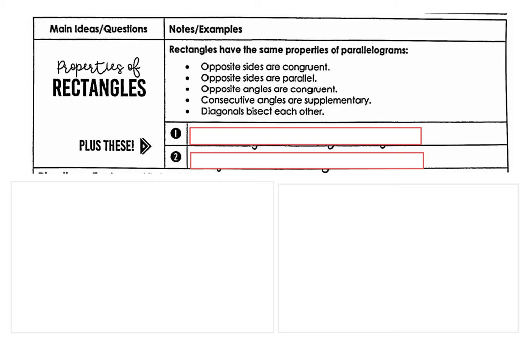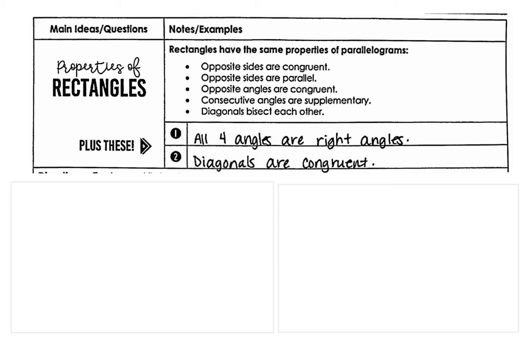Properties of rectangles. We have talked about them. Your handout lists all of the properties of the parallelograms because those do apply to the rectangles. But you also have the additional ones. The 4 angles are right angles, and the diagonals in a rectangle are congruent. So not only do you have all the characteristics of your parallelogram listed there, you also know that all 4 angles are right angles and that diagonals are congruent. So not only do they bisect each other, they're also congruent.